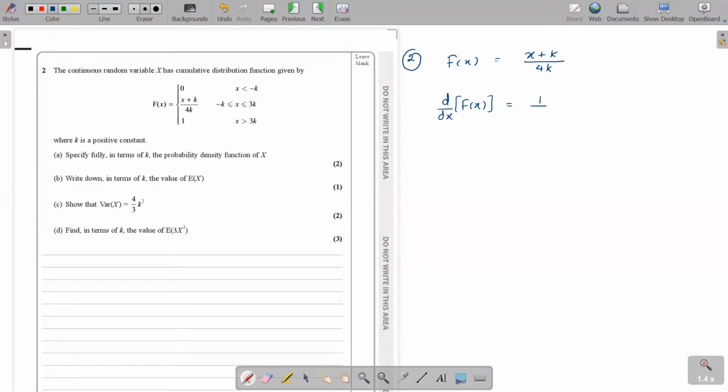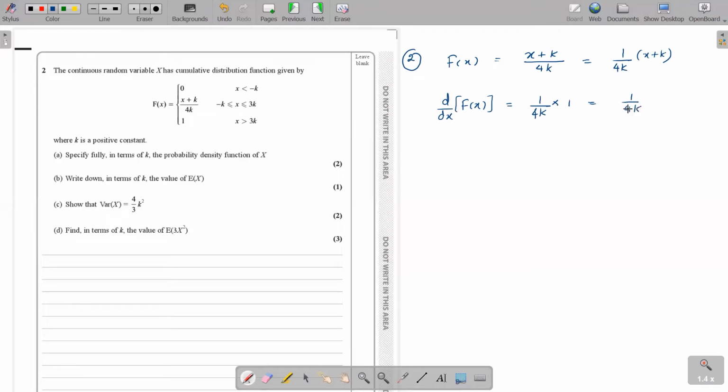Basically you could write this as 1 over 4k times (x plus k). 1 over 4k is a constant, so you leave that aside and differentiate the x plus k. What happens when you differentiate x plus k? x differentiates to 1 and k is 0. So it's just 1 over 4k into 1. You need to leave the multiplication constant, just leave it there. So 1 over 4k into 1 is 1 over 4k.